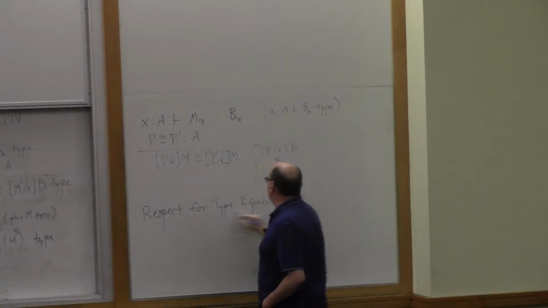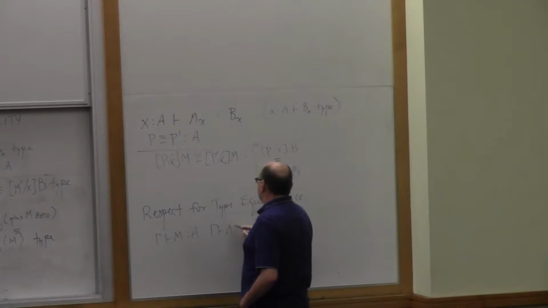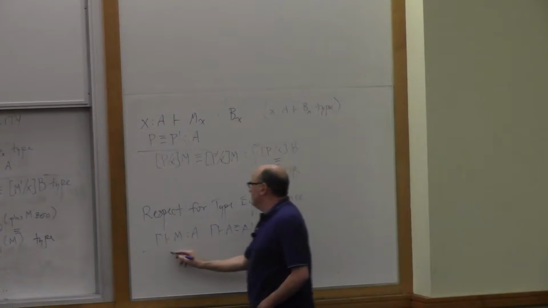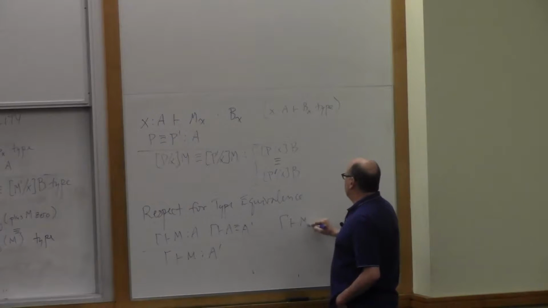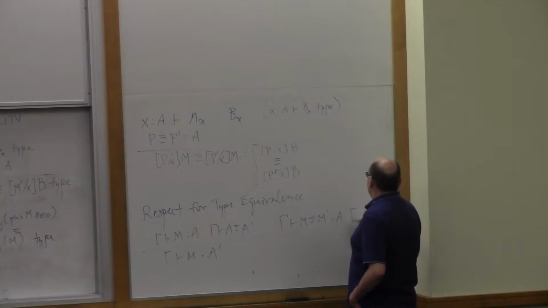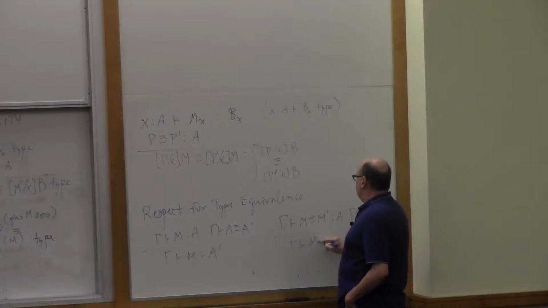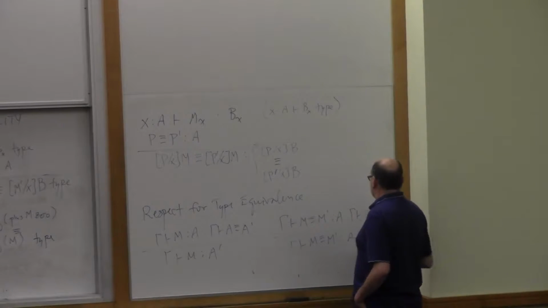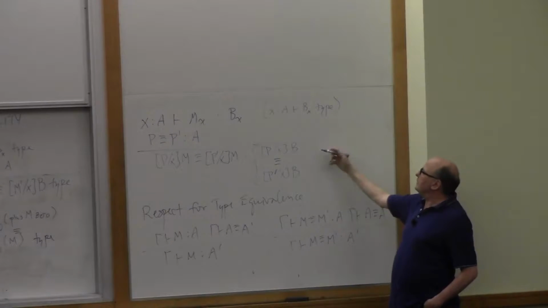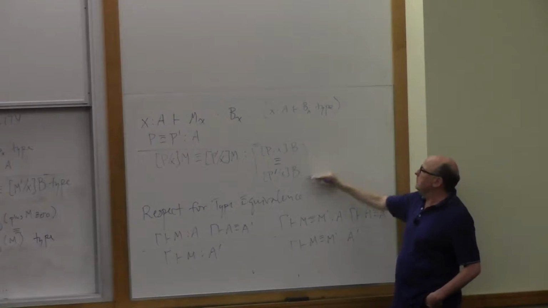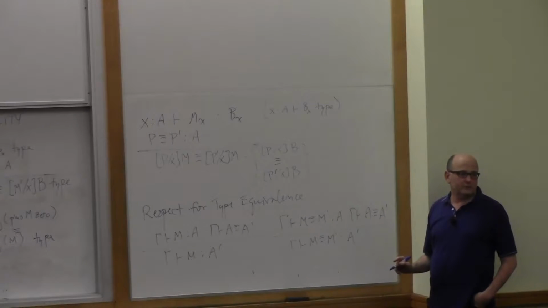And it says the following thing. If m is in A, and A is A prime, then m is in A prime. And moreover, if m is m prime in A, and A is A prime, then it had better be the case that m equals m prime in A prime. If I have these two principles, particularly this one is relevant here, then I can choose either because they're equivalent. It doesn't matter which one I write down, because I can switch to the other one by using the type equivalence.